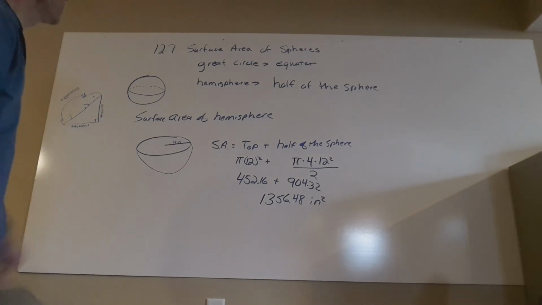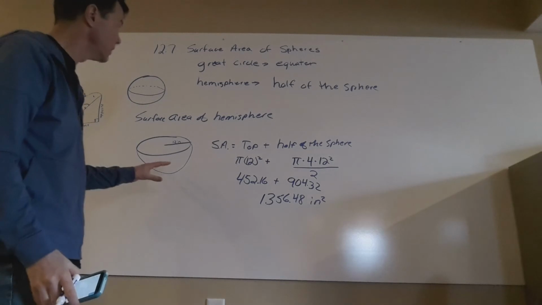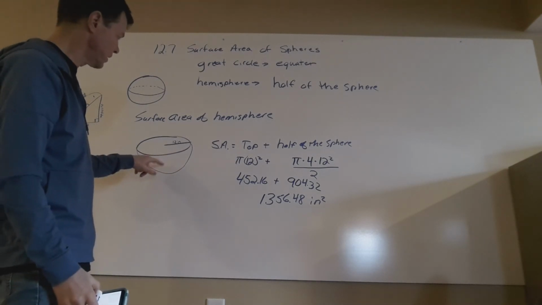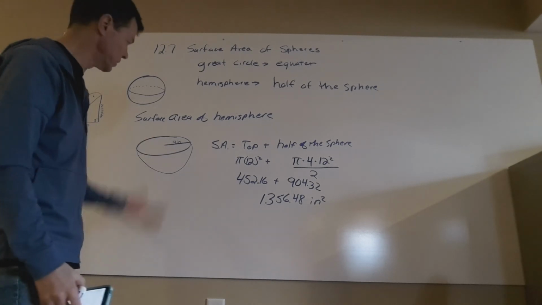All right, so just remember when you get surface area for half of the sphere, this hemisphere, just remember to get the surface area of the sphere, cut it in half, and then add that to the surface area of this top portion, which is just a circle.